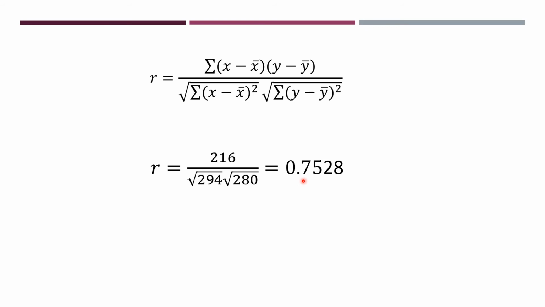This is the formula we have to apply, and then substituting these summations, we calculate the value of R. So we get summation x minus x bar into y minus y bar as 216, summation of x minus x bar the whole square is 294, and summation of y minus y bar the whole square is 280. Simplifying this, we get 0.7528, again a positive correlation, and the R value lies between minus 1 and plus 1.